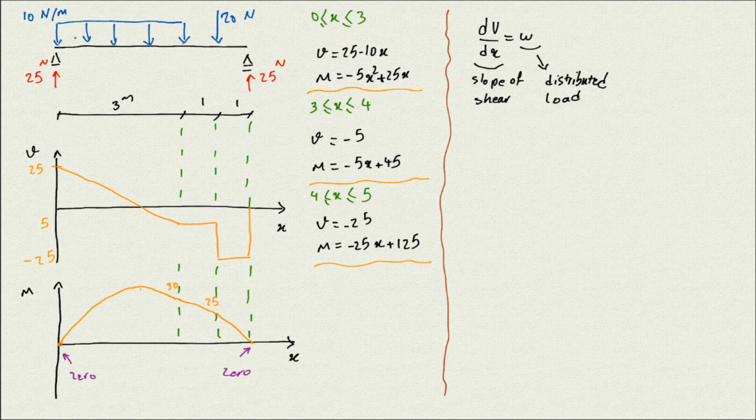So look at here, we have a distributed load, and it is 10 and it's downward. And if you look at the slope of that line here, you see it's negative 10. So the slope of that and the slope of shear are the same.